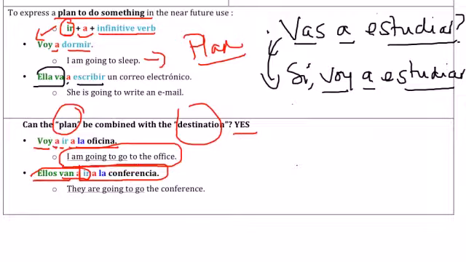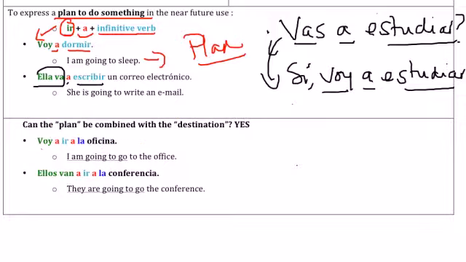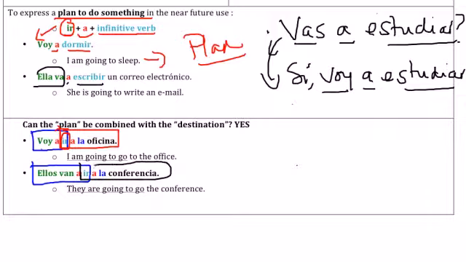Okay, and I will make this a little more understandable by drawing circles around each of the individual grammars. So here I have my plan, voy a ir, okay, and my destination, ir a la oficina. So they intersect at this word right in the middle there, okay. Again, ellos van a ir, here's my plan, and my destination, ir a la conferencia, and they intersect right in the middle here. But basically this is a plan to go to a destination.